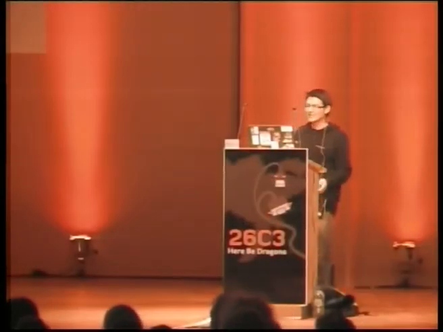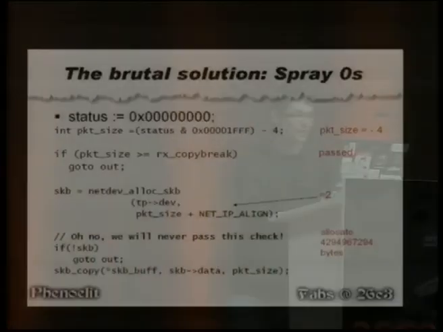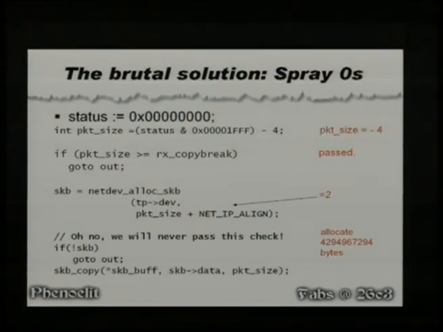In the brutal case, you spray zeros, so then you get a packet size of -4. And then you need to pass that first check, and you do pass the check because these are both signed integers, so it's a signed check, and you'll just see, oh, packet size is -4, and RX copy break is, I don't know, 1000 or something like that, and you pass the first check.